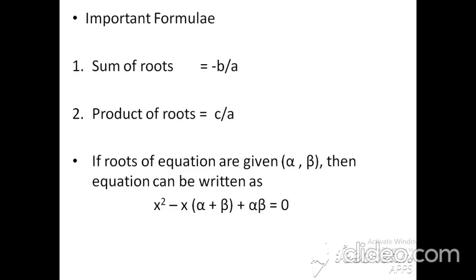Now the next point is, if we are given the roots in the question and asked to find the equation, we have to use the formula mentioned on the screen. If the roots are given as alpha and beta, then the equation can be written as x square minus x into (alpha plus beta) plus alpha beta, that is x square minus x into sum of roots plus product of roots is equal to 0. I hope this concept is clear to all of you.